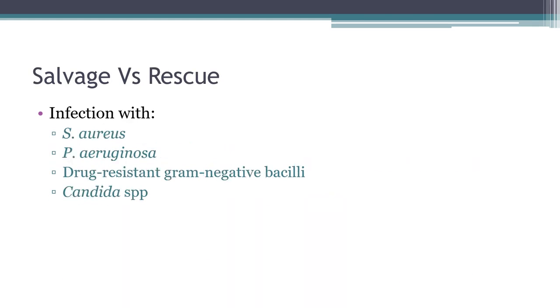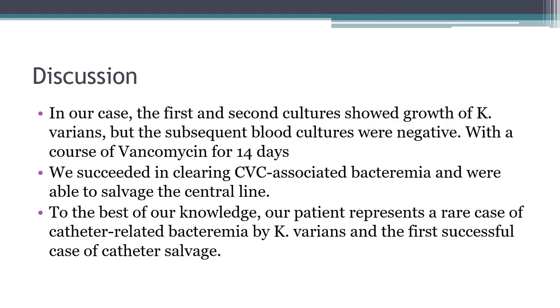If those are present, it's basically better to remove the line because it's unlikely that the patient will respond to the antibiotics. In our case, the first and second cultures grew Kocuria varians, but the subsequent blood cultures were negative. Just to summarize, we went with vancomycin for 14 days, and we succeeded in clearing a CVC-associated bacteremia. It was important to salvage the central line for this patient because we wanted to continue giving him total parenteral nutrition, and it is vital for his growth, especially as he's a known case of short bowel syndrome.